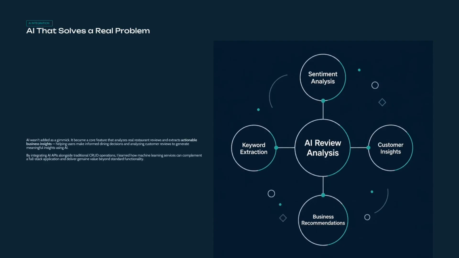For this feature, I used the Groq AI API, which allows the application to communicate with an AI model and generate responses based on the review data. While implementing this feature, I learned how to integrate an external AI service with a full stack application. I understood how to send requests to an AI API, receive the response, and display the generated insights to the user. This experience showed me that AI can be used not only for chatbots but also to improve real world applications by providing valuable information from user feedback.